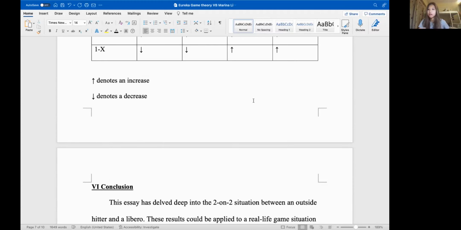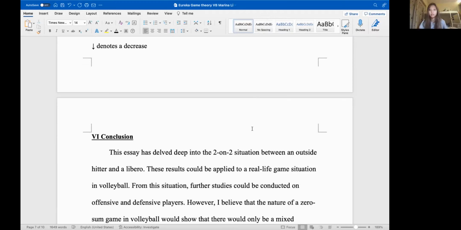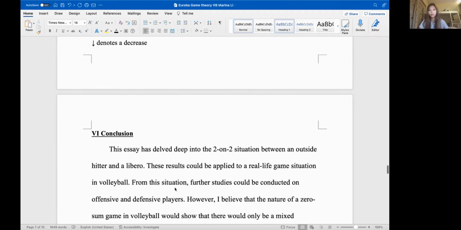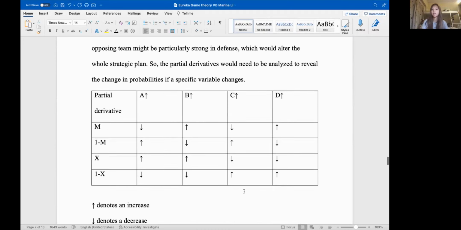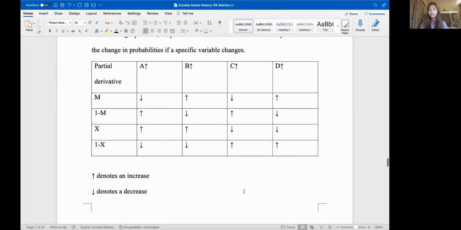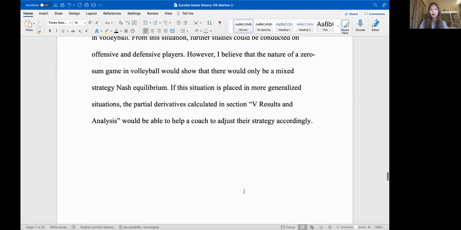So this shows how the coach should alter their strategy according to the whole game situation, because sometimes a player could underperform while some players could perform better than expected, while the other team could be really strong in certain defense positions, and you will never know, because this is a real-life situation of a constructed model.